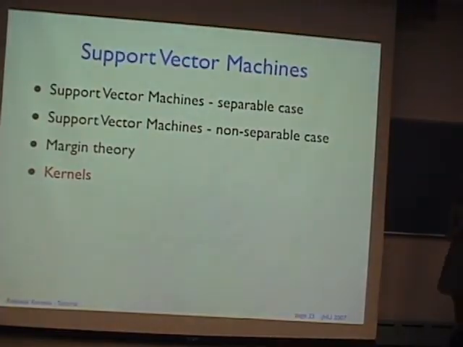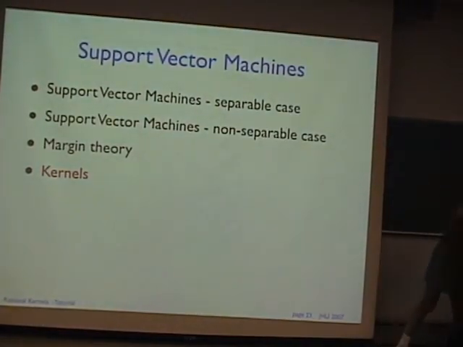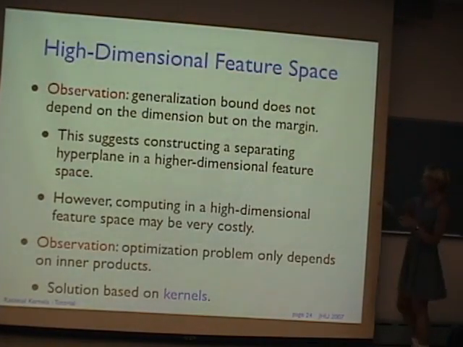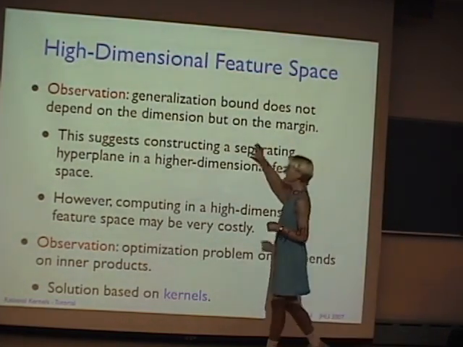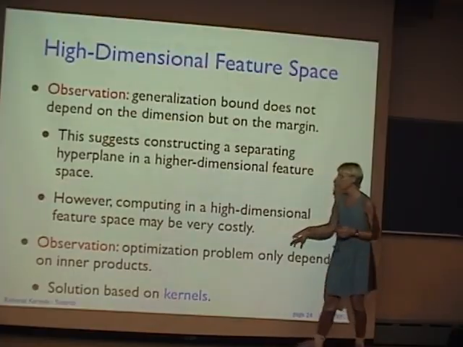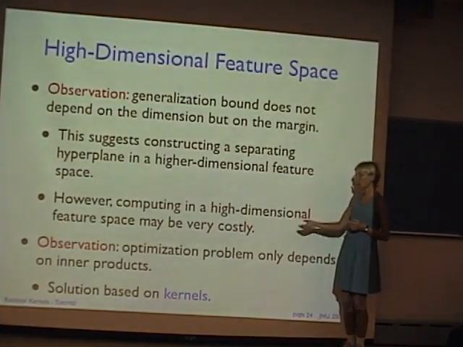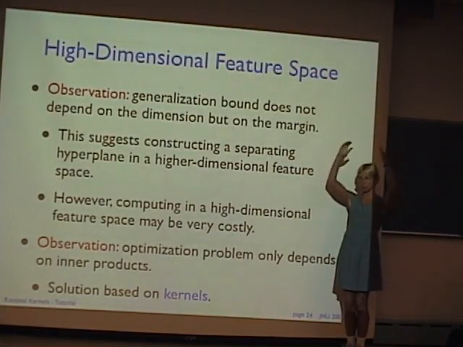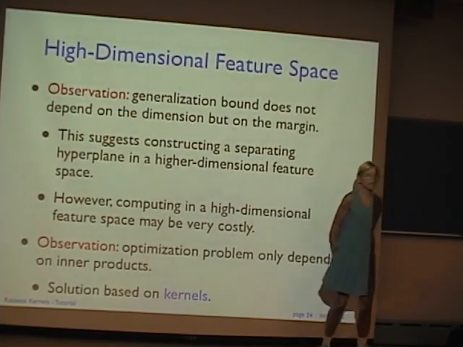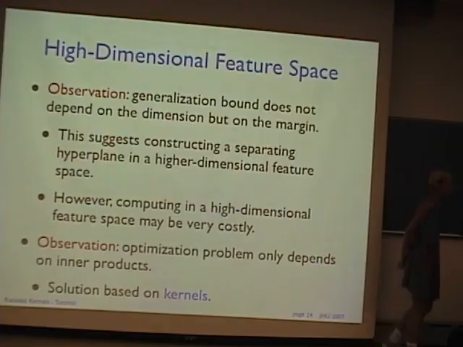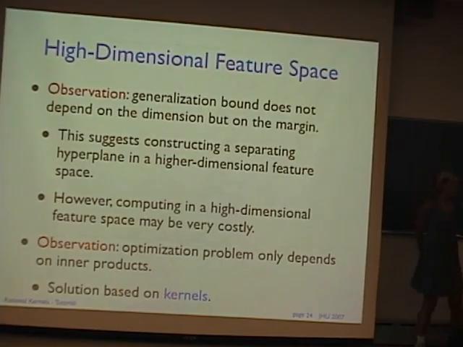So we have these two techniques. D doesn't explicitly enter the generalization bound, and we only need to know the inner product between 2 points in this high-dimensional feature space. So that is where kernels come in as the saving grace. They will provide a closed form for implicitly calculating the inner product between 2 points in the feature space.